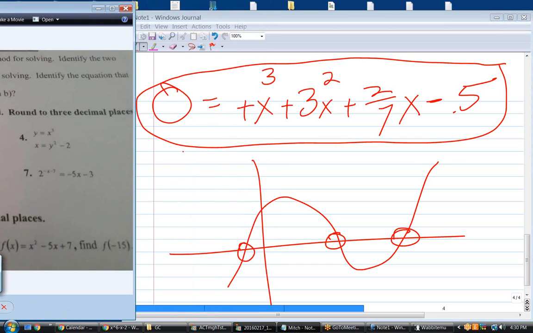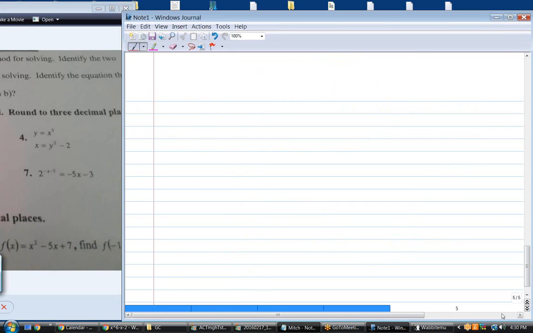7. Now, notice 7 is strange in that that's not an algebraic expression. That is an exponential expression. You cannot use algebra to solve an exponential expression. We do not have any algebra that lets us solve this.